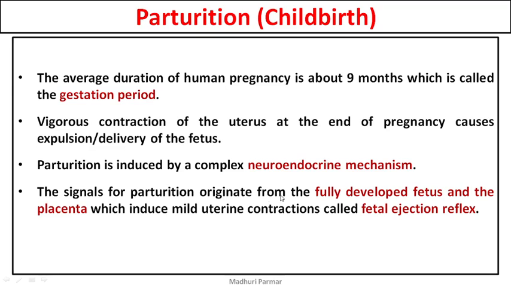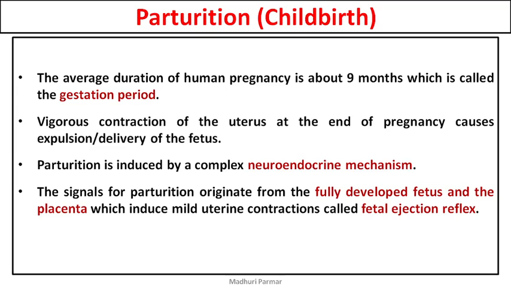The parturition signals originate from the fully developed fetus and the placenta. When the fetus is fully developed, the placenta also starts releasing certain chemicals. These chemicals induce mild uterine contractions, which is known as the fetal ejection reflex. Fetal, from fetus, ejection, to throw out or push out, reflex. Clear? So what are these chemicals that I keep on saying? These chemicals are nothing but prostaglandins, which we had seen even in the previous lecture.